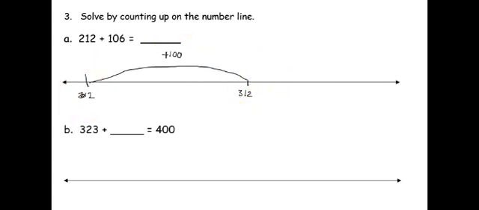I've added 100 so far. I need to add 106 altogether, so I need to do another hop of 6. I'm at 312 and I hop 6 more. That puts me at 318.